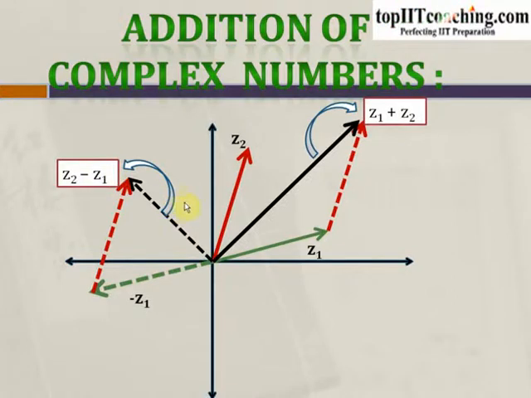So this is the geometrical meaning of addition of complex numbers. When we want to add, we simply draw the first complex number and we draw the second complex number in such a way that its starting point is the end point of the first complex number, and we join the origin to this point. Thus becomes z1 plus z2. Similarly, for finding z2 minus z1, what we do is we draw minus z1 and add it to z2. Thus becomes z2 minus z1.